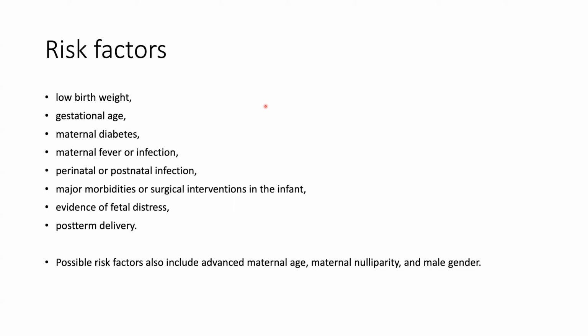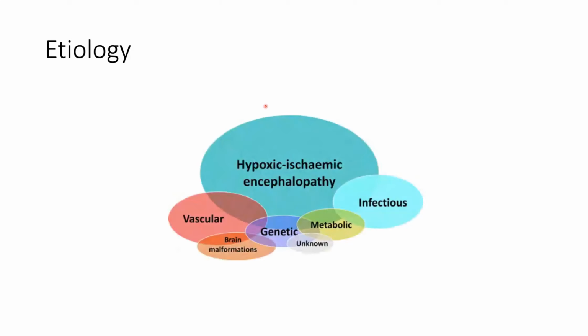Similarly, for neonatal seizures, we have a host of risk factors which may act in combination and lead to an increased risk. So the effect size of each of the single risk factors may be small, but together they add up and increase the risk or lower the threshold for neonatal seizures. Then there are certain risk factors which are not established. They include advanced maternal age, maternal nulliparity, and male gender, which I had already told you. But these have not been proven to be true risk factors.